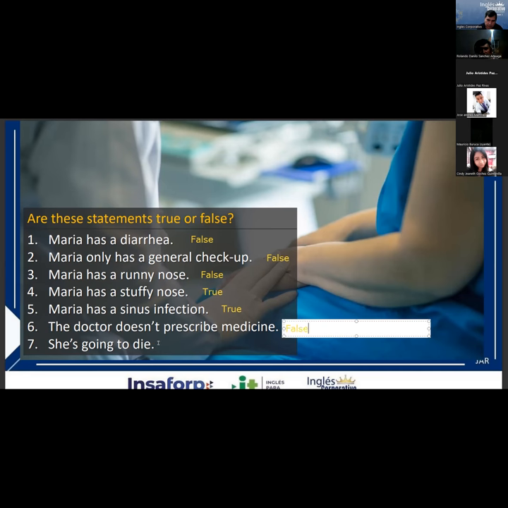The doctor doesn't prescribe medicine. She's going to die. Is she a human being? Yes. Is she going to die? Yeah. In 60 years? She's going to die someday. All right. Let's go to the main session.